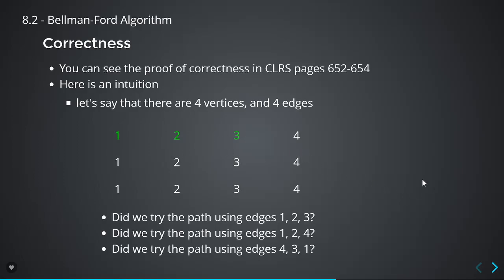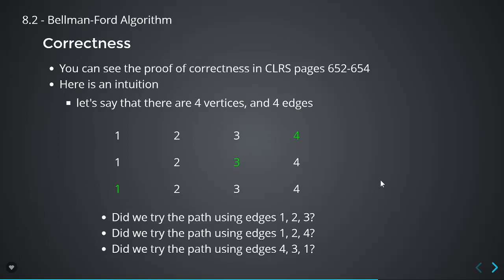Did you try the path using the edges 1, 2, and 4? The answer is again yes, you did. It's also captured in the first iteration. Did you try the path using the edges 4, 3, and 1? Yes, you did. Why? Because in the first iteration, you tried to relax the edge 4, and then in the next iteration you try to relax edge 3. So you do this after you relax edge 4, and then in the final iteration you try to relax edge 1: 4, 3, 1.